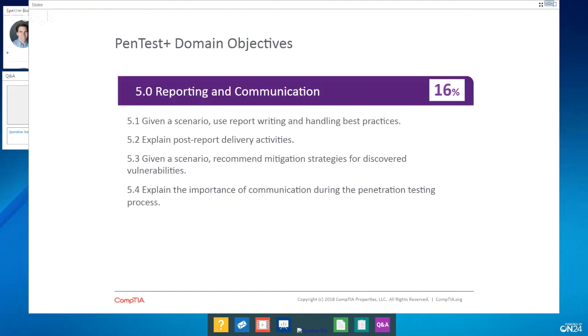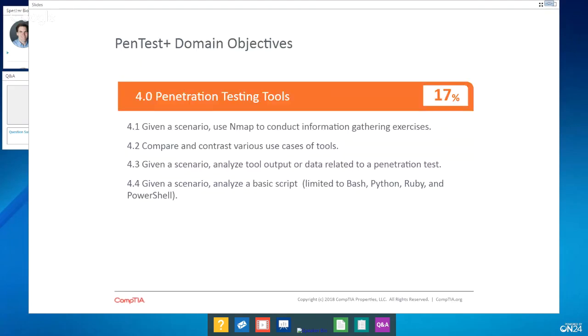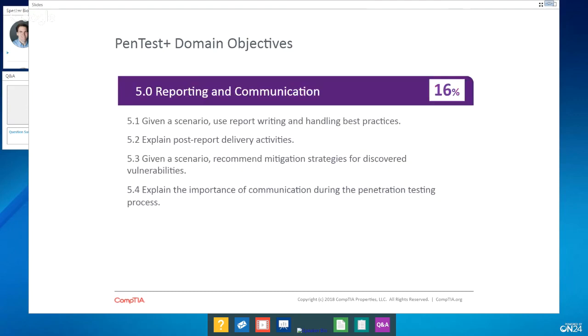And then the fifth one is reporting and communication, and this is all about teamwork as report writing. Doing post reports, how you would communicate with those that are above you in the company, your supervisors. And so this is the teamwork part of it. And this has been emphasized to us over and over again by the subject matter experts.